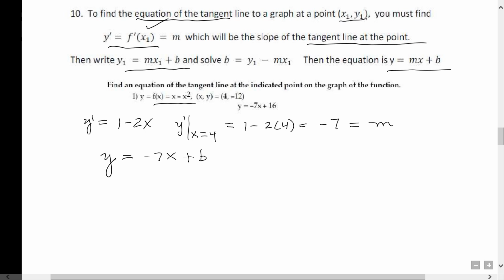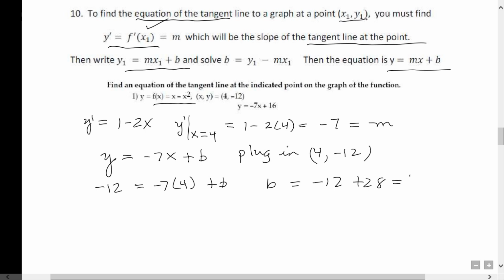And we want to plug in the point 4 and minus 12 to find b. So plugging this in, we get minus 12 equal minus 7 times 4 plus b. And so you get that b is equal to minus 12 plus 28 equals 16. So the equation of the tangent line is simply y equal minus 7x plus 16.